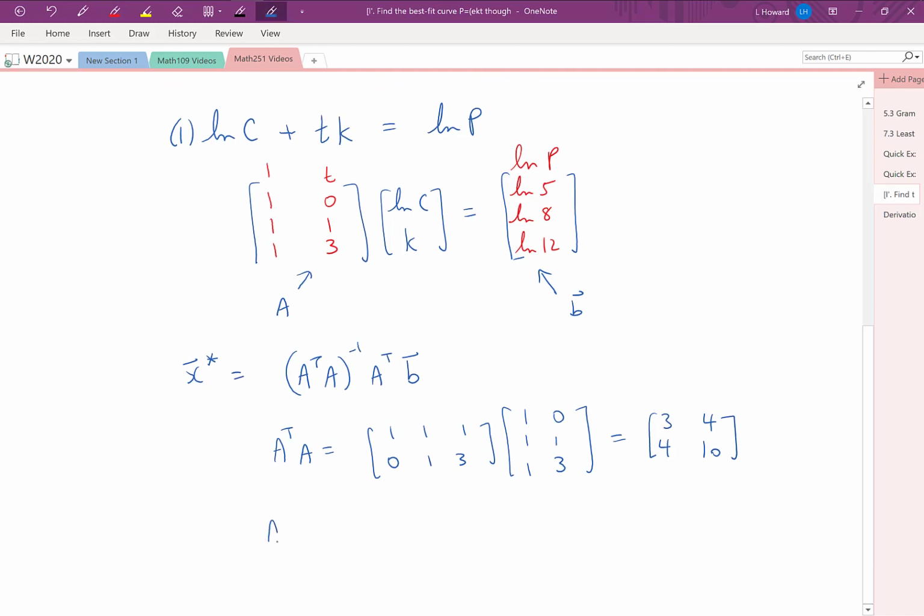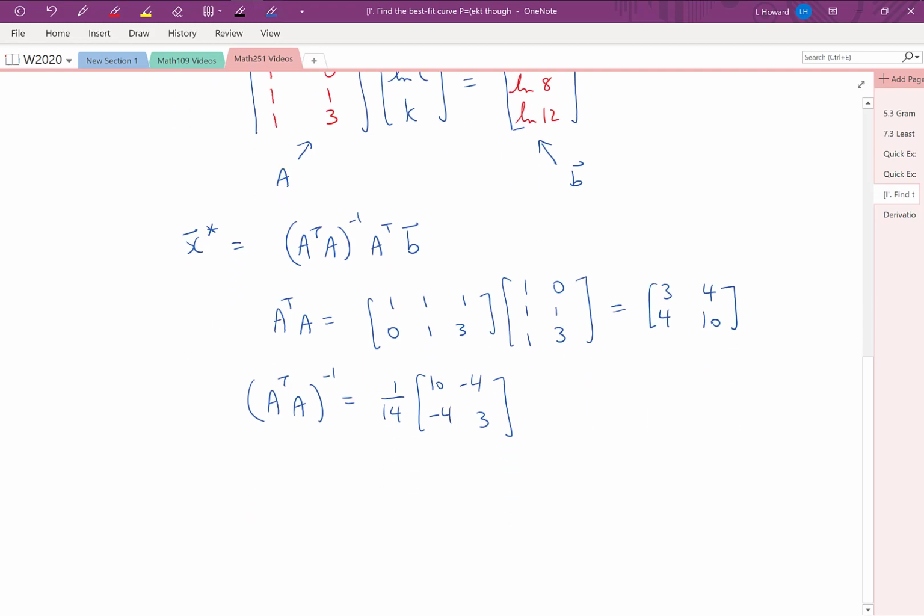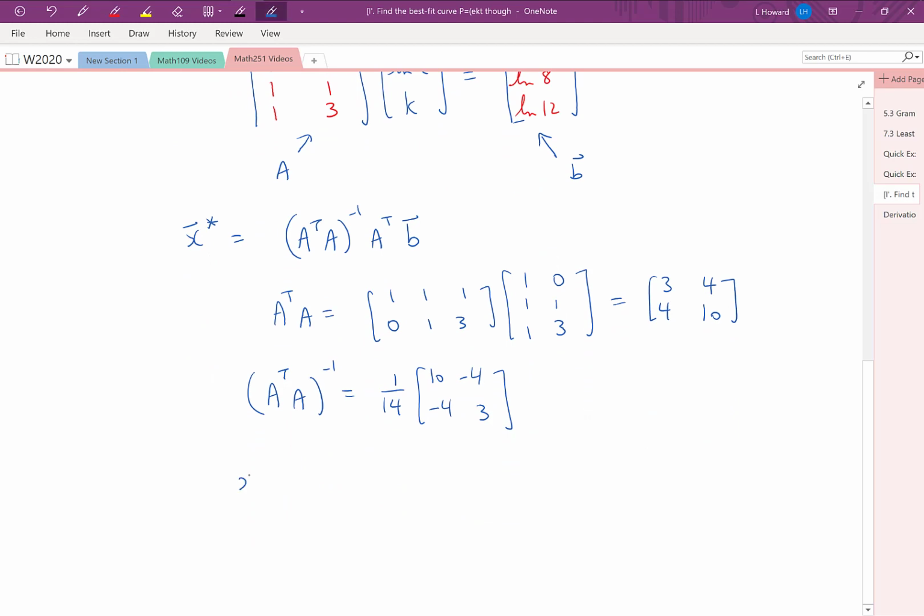And to take the inverse of that, we will just use the formula for 2 by 2 inverse. So our determinant is 14. We're going to go 1 over 14 times, swap the diagonal entries, and change the sign of the off diagonal. Okay, so now we can say X star is going to be this inverse matrix times a couple more things. It has to get multiplied by A transpose, and then it has to get multiplied by B. So I'm just referring to this formula up here to build the X star.